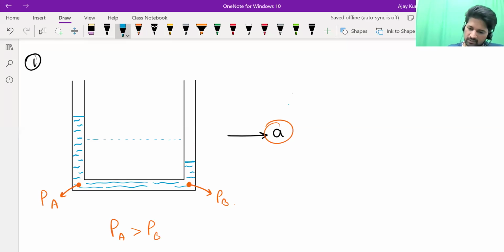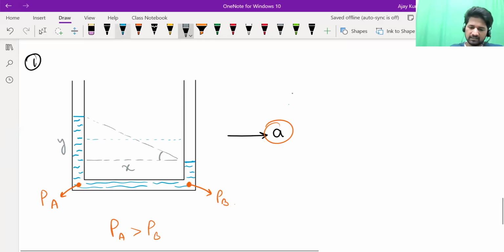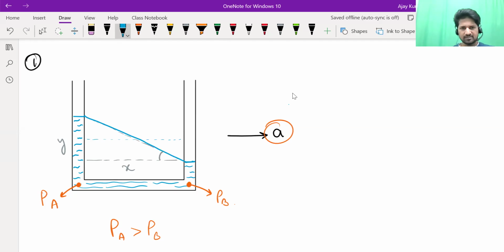And you can even tell how much the height difference will be if you know the horizontal distance. Like, if you know X, you will be able to tell Y. How? Because you know this angle. Had it been a full container, the liquid level would have become like this. Even if it's not a full container, the angle will be the same. You can prove it also if you want, but I won't be doing it now.